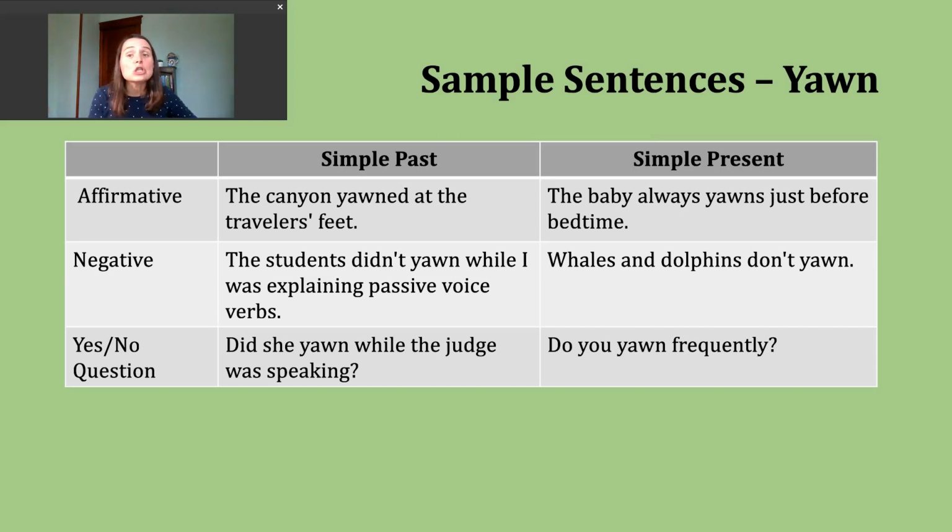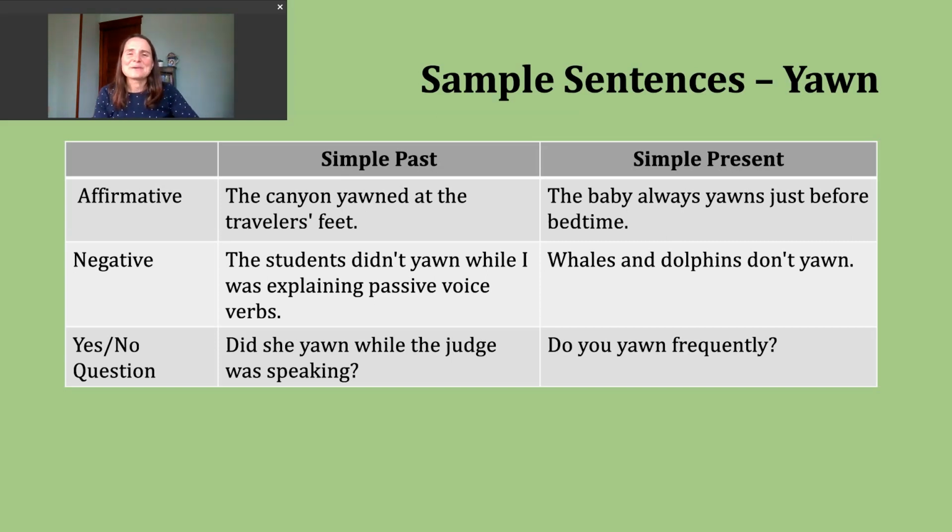Okay. Now let's look at negative simple present sentences. To do this, again, I pay attention to my subject. If my subject is I, you, we, or they, then I use do not and then the base verb. You might also hear the contraction don't and then the base verb. Now, if the subject is he, she, or it, then I use does not and the base verb. Let's take a look at an example sentence. Whales and dolphins don't yawn.